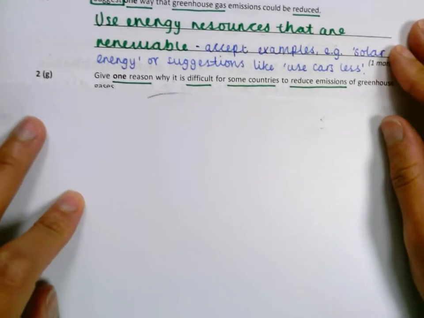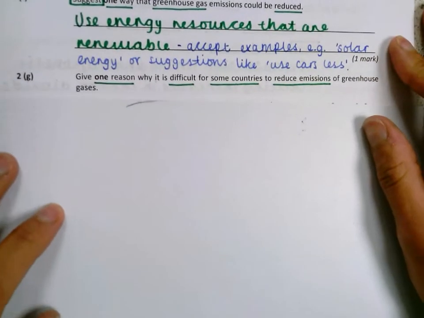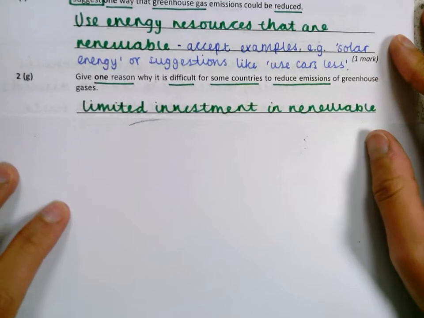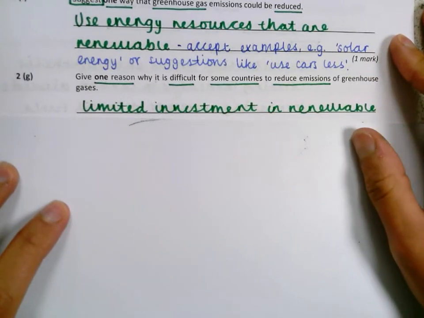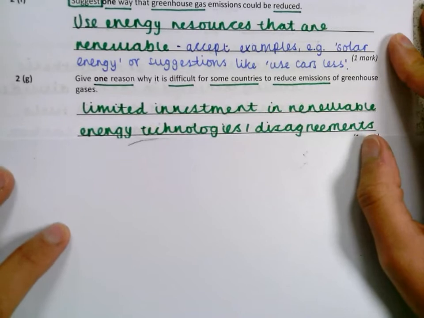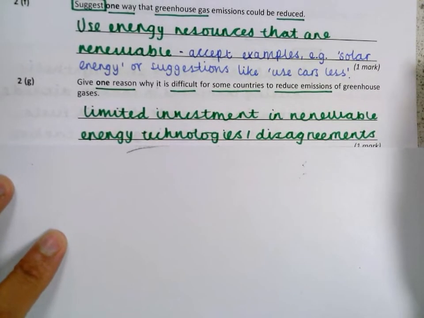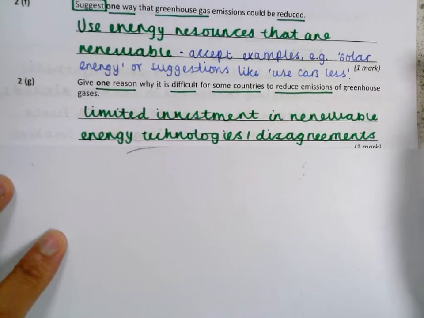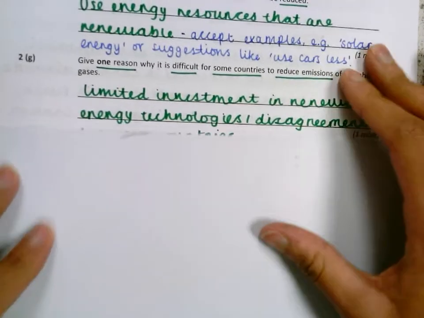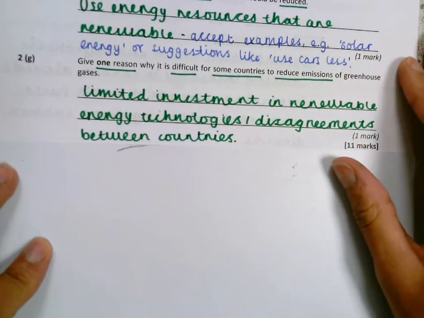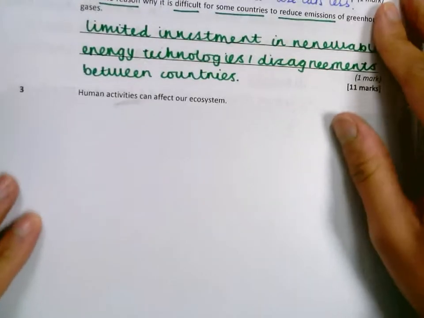Give one reason why it's difficult for some countries to reduce emissions of greenhouse gases. So, first of all, some less economically developed countries might have limited investment in renewable energy, so they might not have wind turbines, they might not have dams. So that could be a reason. Or disagreements between countries, so some countries might not think it's a priority.